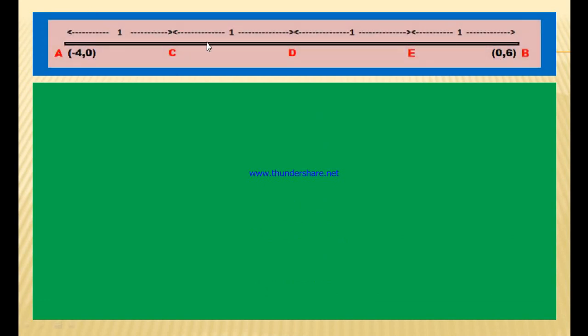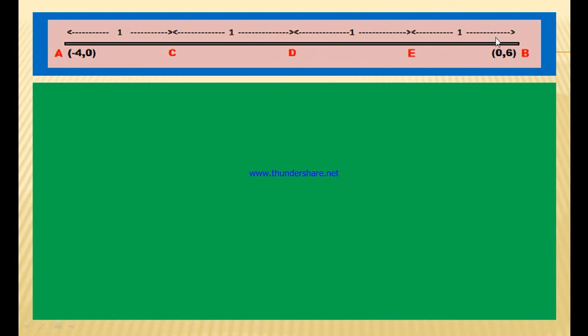You see, AB is the line segment. This line segment AB is divided into 4 parts by means of C, D and E, 3 points. Since all these are equal parts, A to C is 1 unit, C to D is 1 unit, D to E is 1 unit and E to B is also 1 unit. It is very clear that D is the midpoint of AB, and C is the midpoint of AD and E is the midpoint of DB.